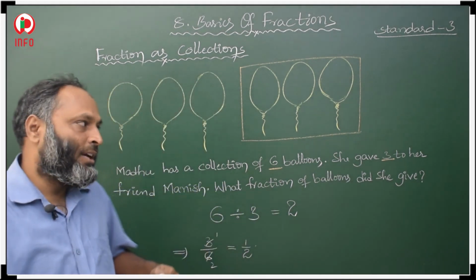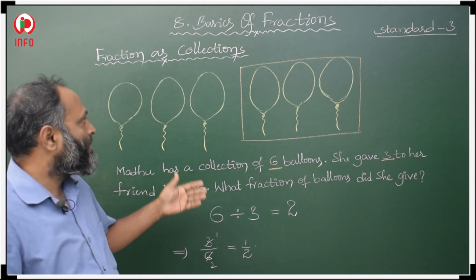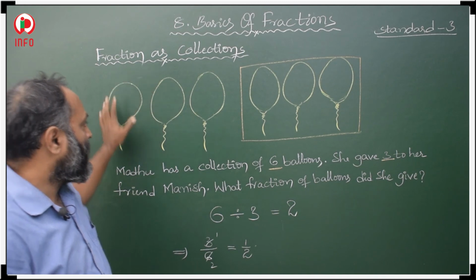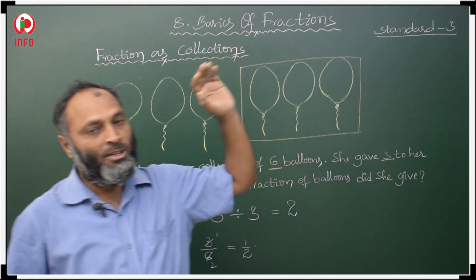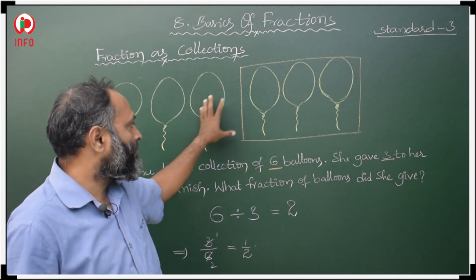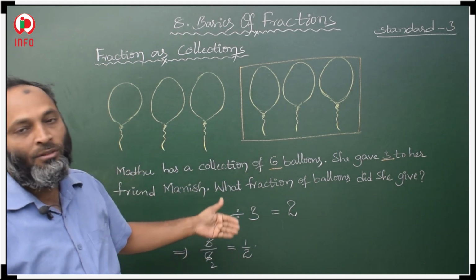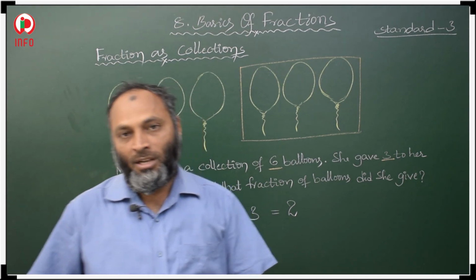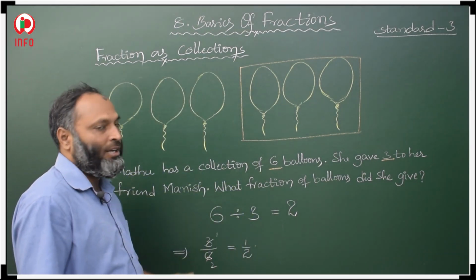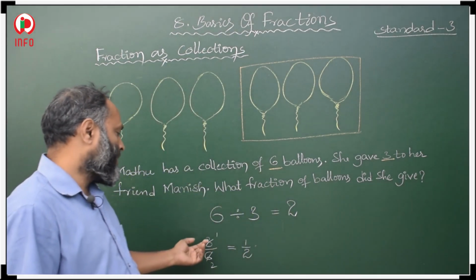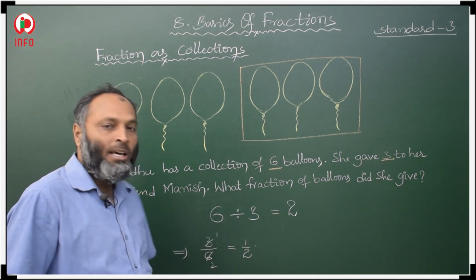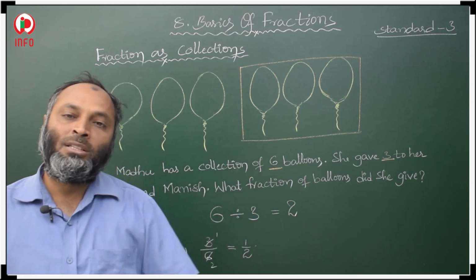So in this way we have to represent the portions, the fractions as a collection. Fractions as a collection. Collection of these balloons. How many balloons? 6 balloons. So these balloons we are converting into fractions. How? Out of 6 balloons, she gave 3 balloons to her friend. So what fraction did she give? Then how to convert? That is given balloons by total balloons. That is 3 by 6. It is 1 by 2. Half of the portion she gave. Okay.